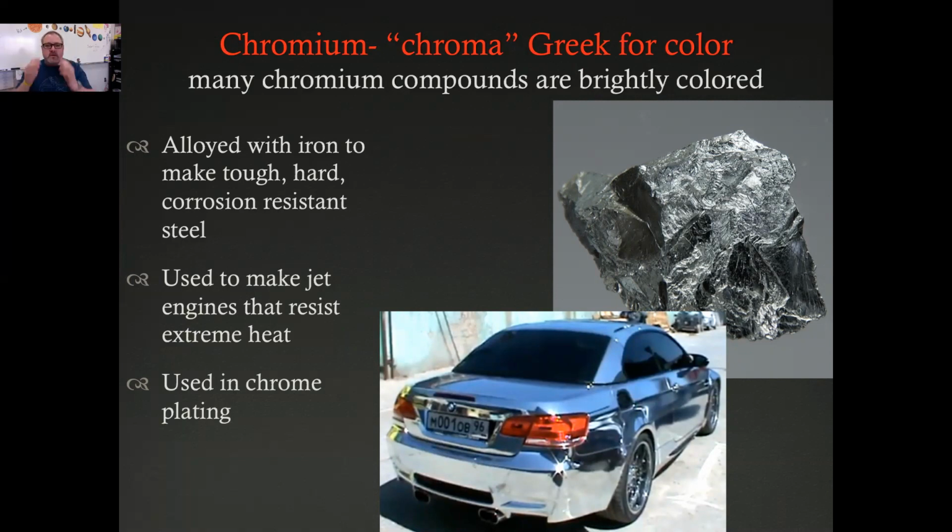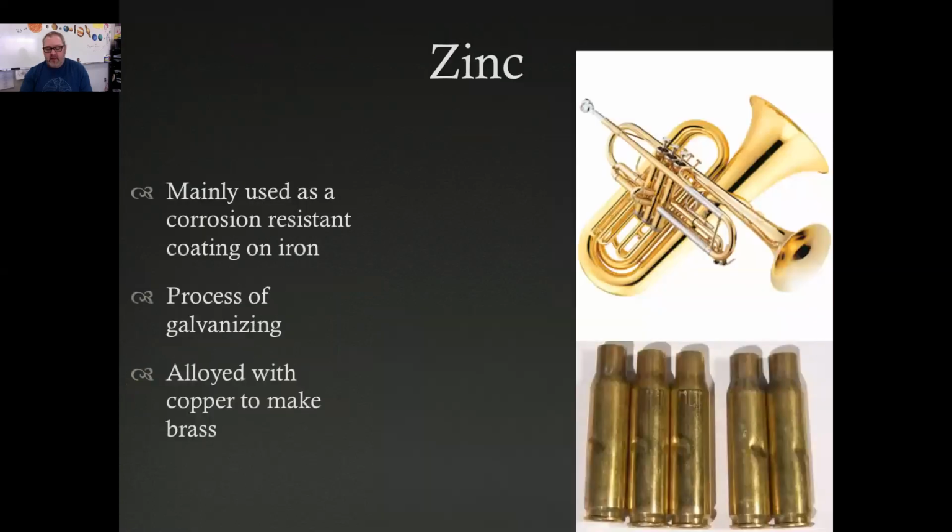Chromium is also used for making jet engines because it helps to resist some really high heat. And it's also used in chrome plating things like rims of cars and things like that. Probably the accessories or parts of the body of a vehicle, those shiny parts are used in chrome plating.